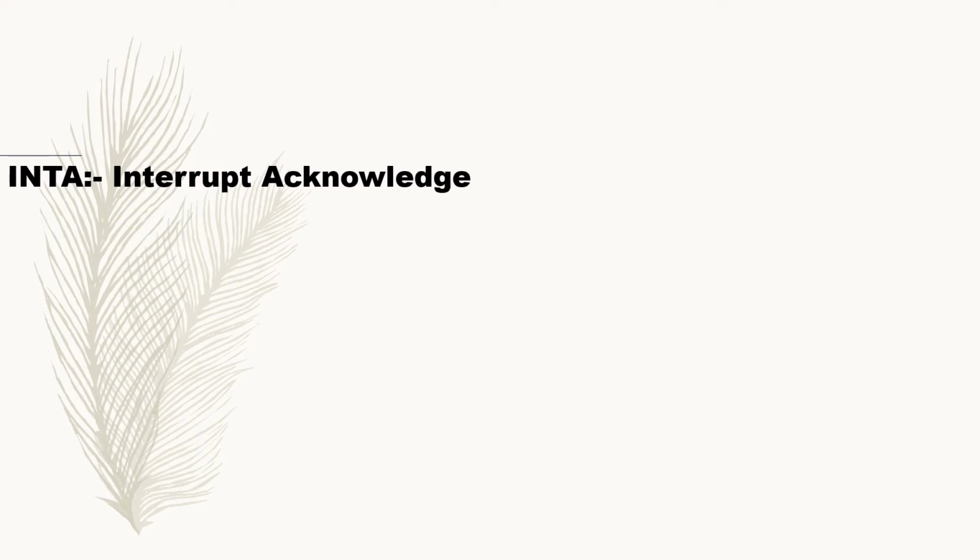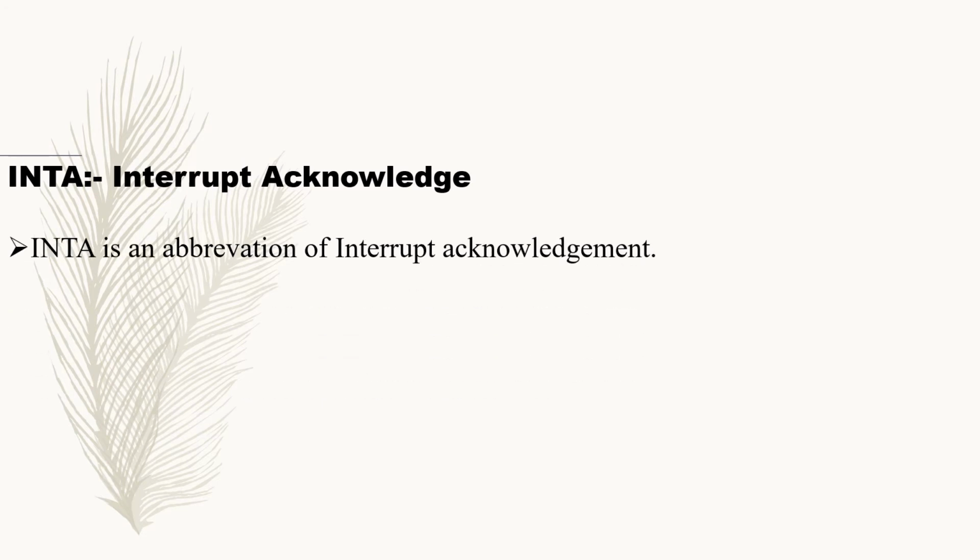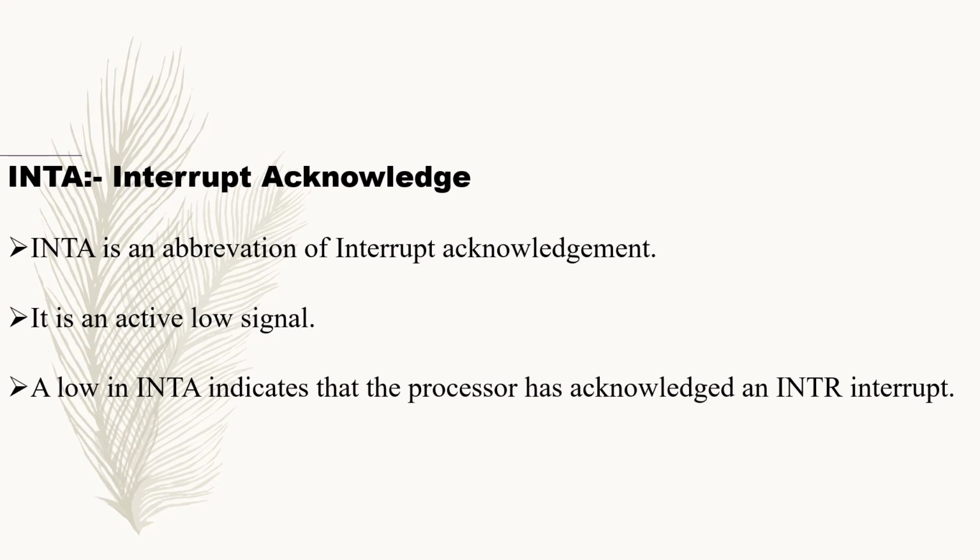So INTA, interrupt acknowledgement. Students, you can see above INTA I have marked a line, that is nothing but a bar. The bar indicates that it is always an active low signal, that is, it will be active when it goes low. Again, the bar indicates that it is an active low signal. In order to make it active, we are going to make it low. So INTA stands for interrupt acknowledgement. It is an active low signal, because of the bar. The low in INTA indicates the processor has acknowledged an INTR interrupt.